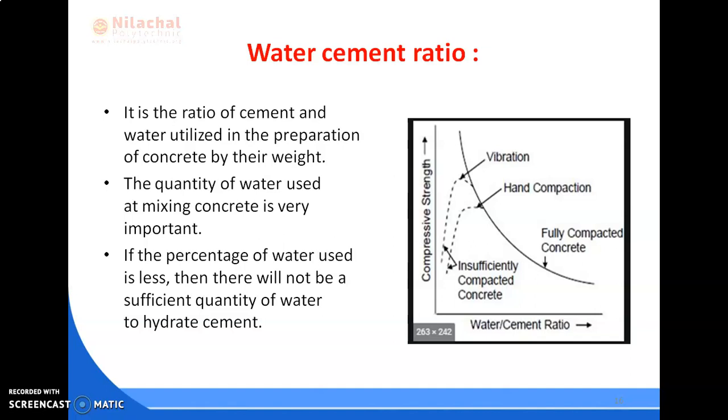This is the graph which shows water cement ratio on the x axis and compressive strength on the y axis. What we see here is that in the initial stage, when the water cement ratio is low, the compressive strength is high, and as the water cement ratio increases, the compressive strength decreases. So, it is inversely proportional, but that does not mean we can use a minimum quantity of water to get more strength of concrete. It is not possible.